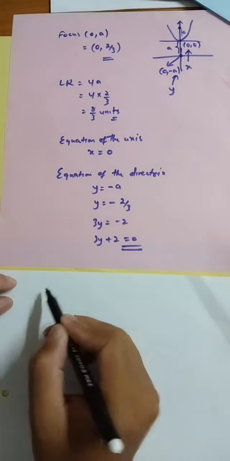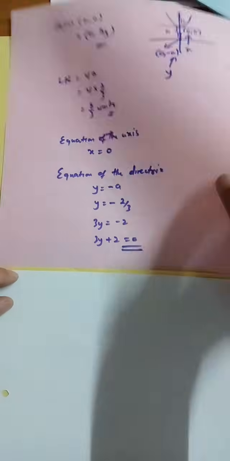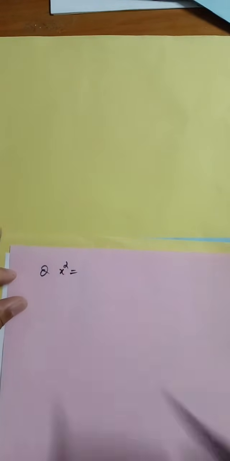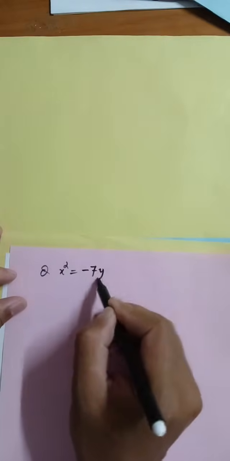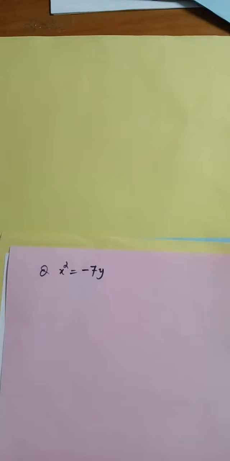So finally, I have the same question, to find the equation and then the equation of the directrix. Okay, final question is 29. So you need to find this. This is my question: we have x square equal to negative 7y. So this is our question.